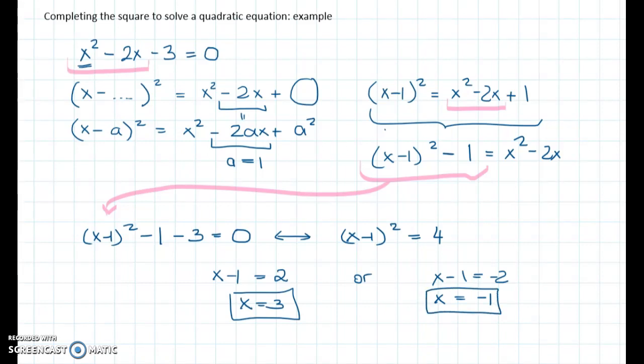So we use the method of completing the square to solve a quadratic equation.